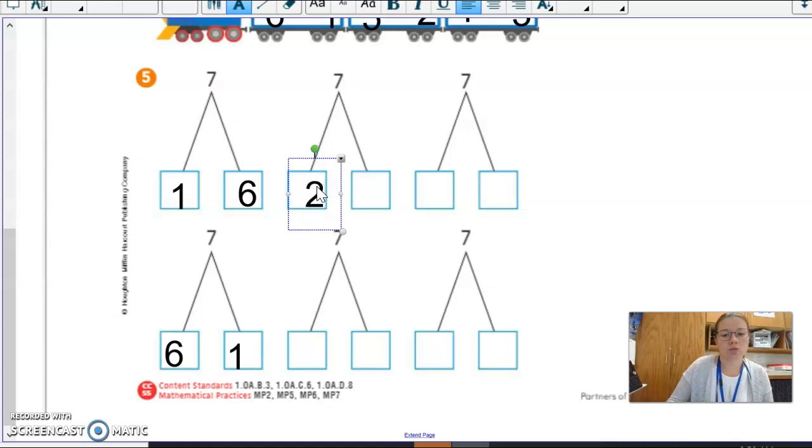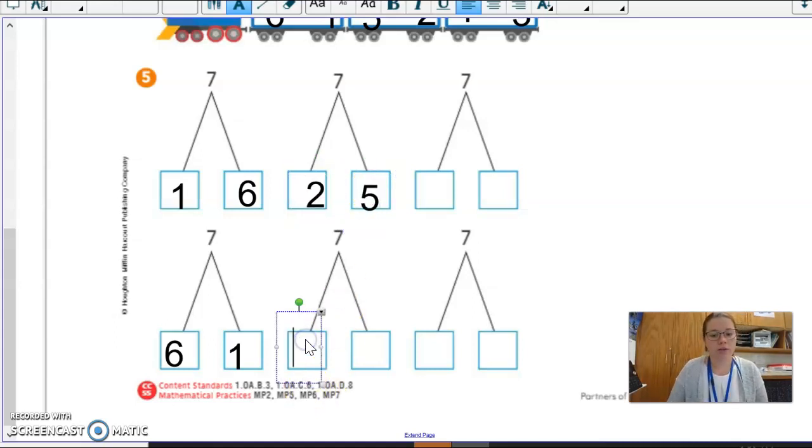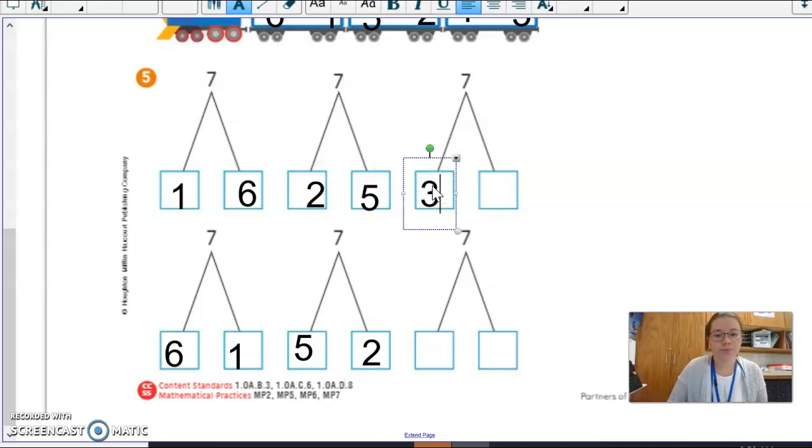We used 1, let's use 2. 2 partners with 5. And 5 partners with 2. And remember, these are called switch partners. So we use 1, 2, let's use 3. And 3 partners with 4. And if we switch 3 and 4, it would be 4 and 3.